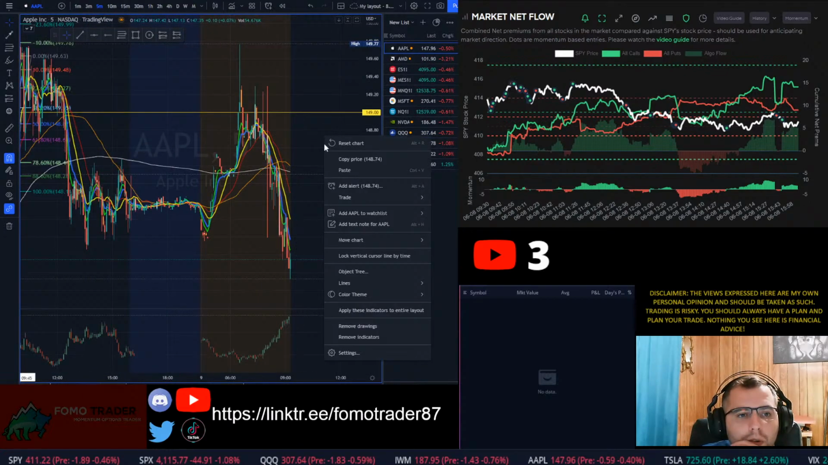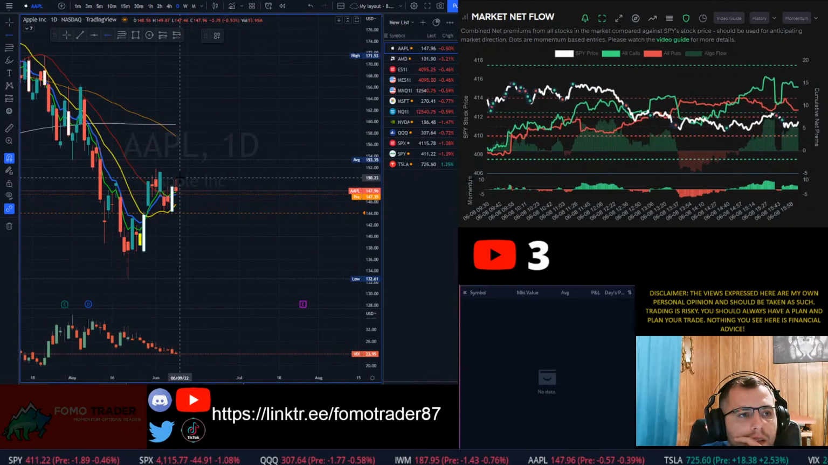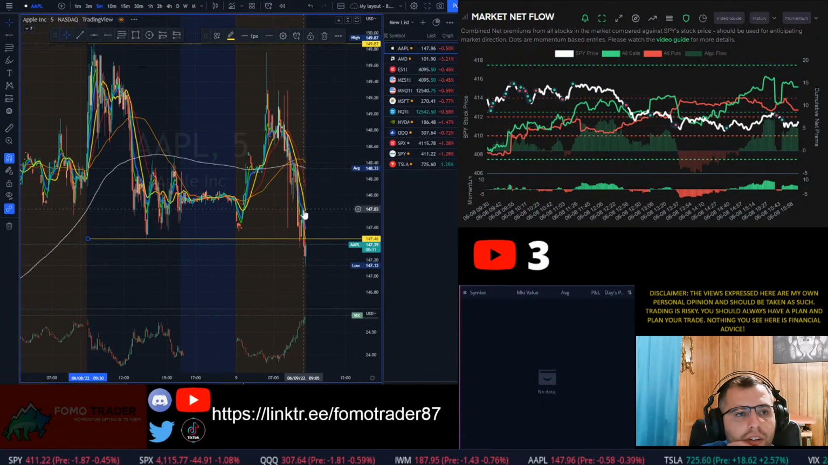Look at Apple. Mark yesterday's high and low. Switch to the 5. We are currently below yesterday's low as well. This would be a good ORB play here.